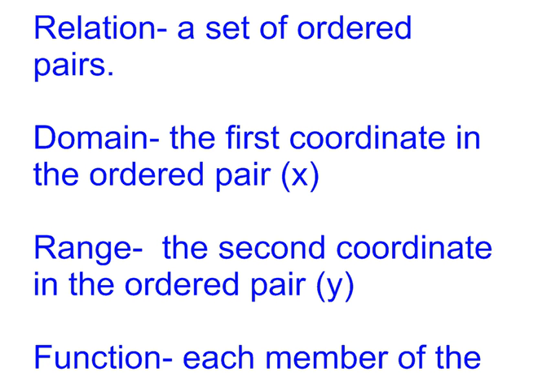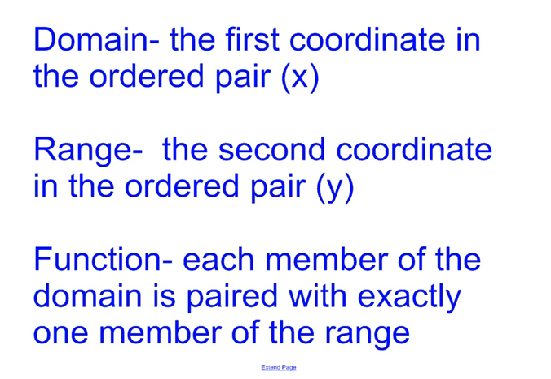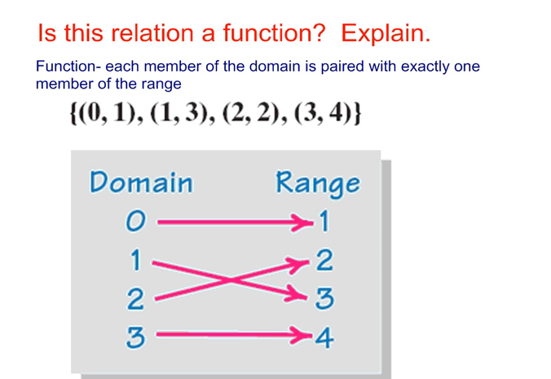To start with, we're going to look at some terms. The first term is a relation. A relation is a set of ordered pairs. Any set of ordered pairs makes a relation. Now, ordered pairs are made up of a domain, that's the first coordinate, which is the x coordinate, and then the range, which is the second coordinate, the y. And then a function. To make a function, each member of the domain, the x, is paired exactly with one member of the range, the y. And that's what we're going to look at today. So let's get started with this.